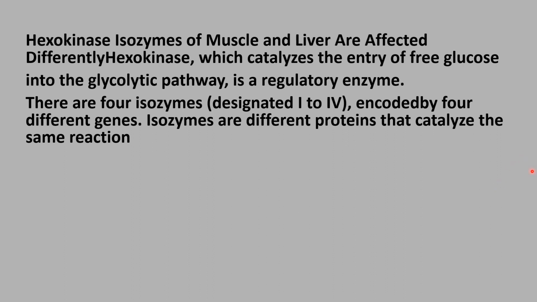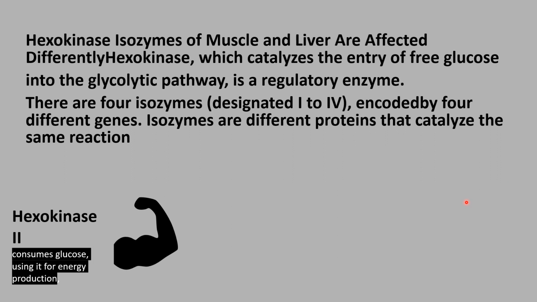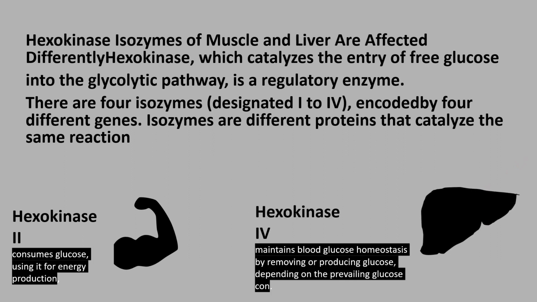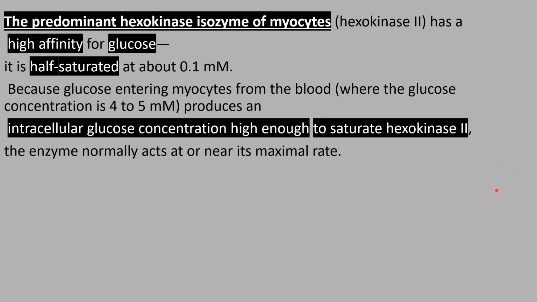In the muscle cell or myocyte, hexokinase 1, 2, and 3 consume glucose, using it for energy production. In the liver, hexokinase 4 maintains blood glucose homeostasis by removing or producing glucose depending on the prevailing glucose concentration. The predominant hexokinase isoenzyme of the myocyte has a high affinity for glucose. It is half saturated at about 0.1 millimolar. Because the glucose entering the myocyte from the blood produces an intracellular glucose concentration high enough to saturate hexokinase 2, the enzyme normally acts at or near its maximal rate.